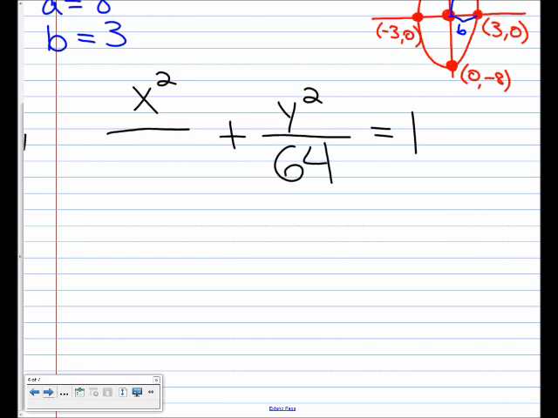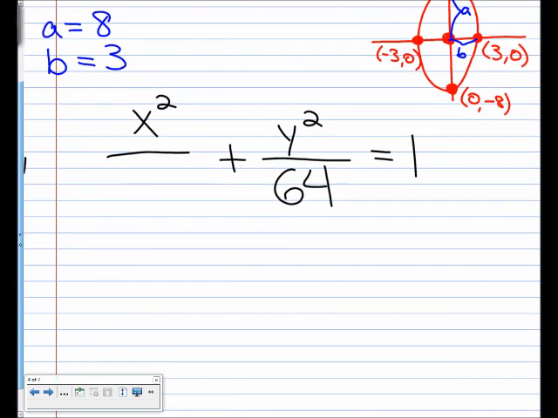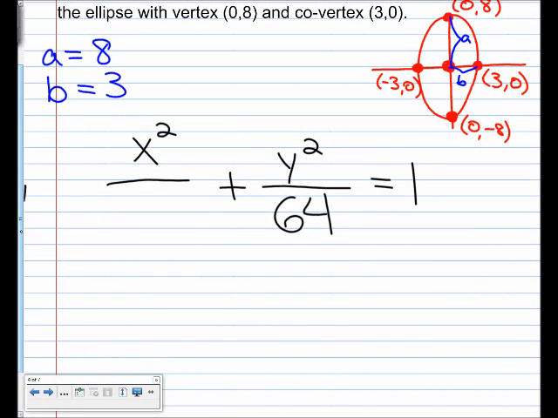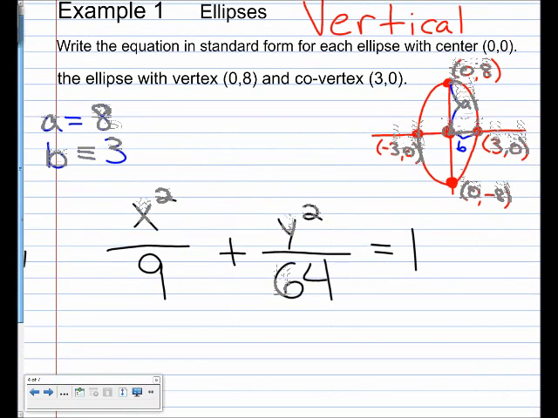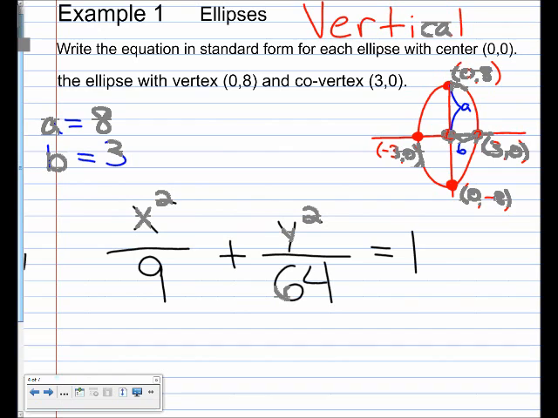All right, so what's going to be the denominator for x squared? It's going to be b squared, which is 9. Are there any questions about this? Yes, Shante. Why did you put x squared instead of x minus h? So h and k is 0 and 0, right? Because that's my center. So if you wanted to write x minus 0 squared, that's fine. But anytime you add or subtract 0, you don't actually have to write it. Good question. Any other questions?